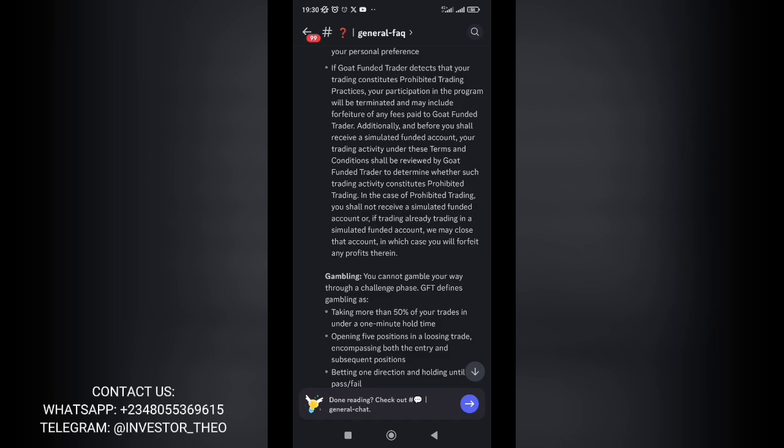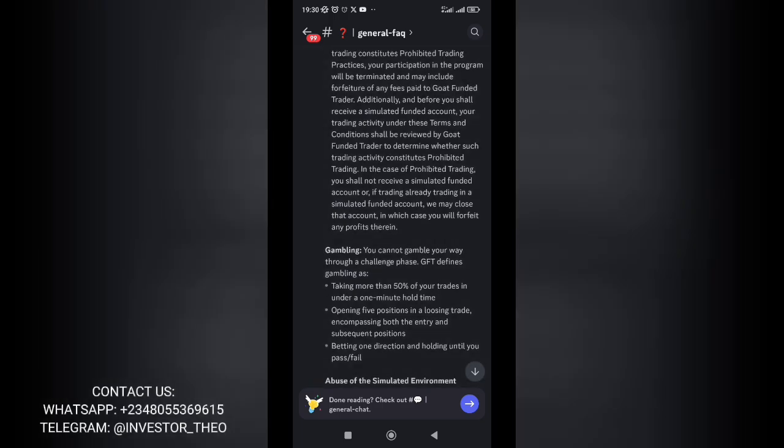We checked it out. Okay. So in the case of prohibited trading, you shall not receive a simulated funded account, or if trading in a simulated funded account, we may close the account, in which case you forfeit any profits therein.